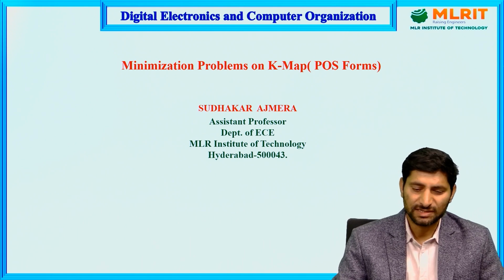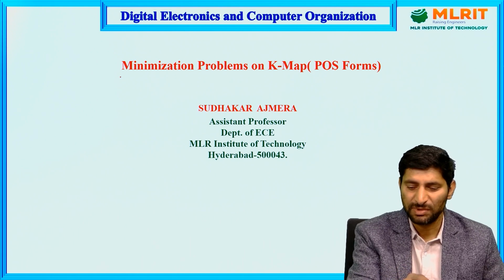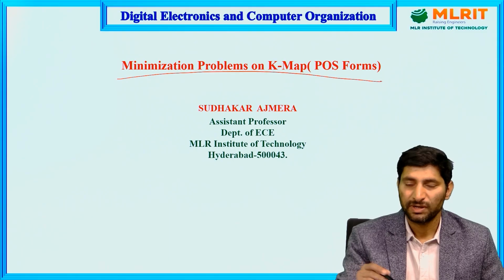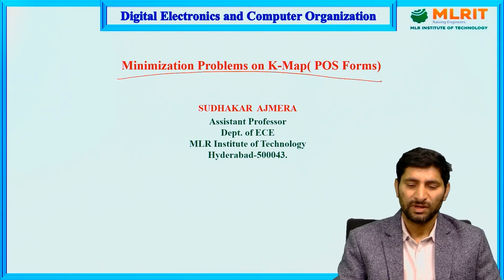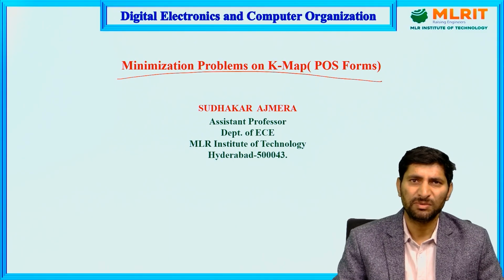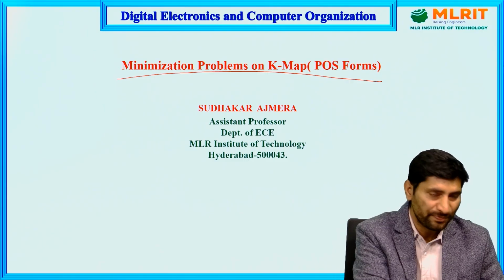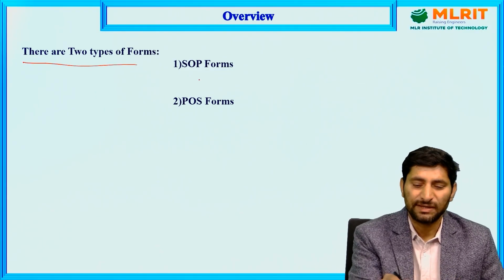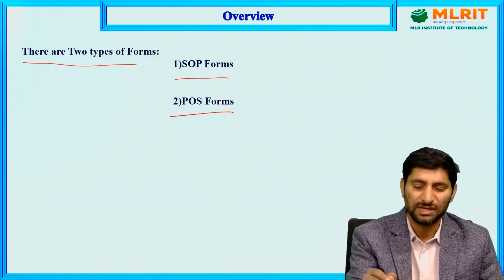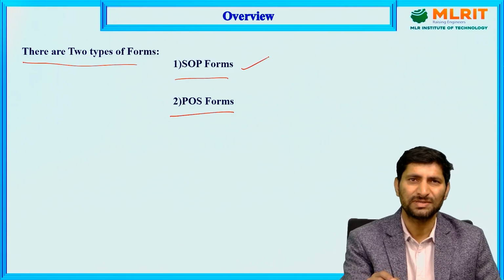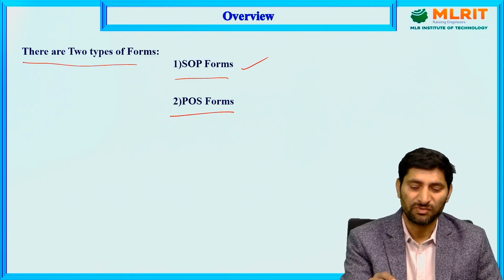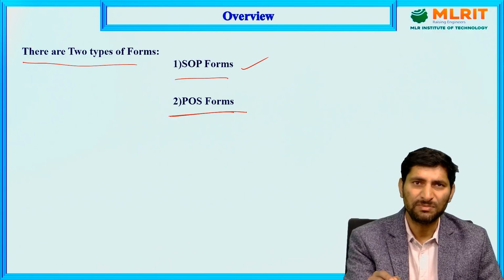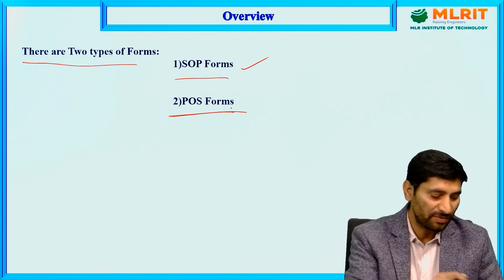Today we will discuss minimization problems on K-map for POS forms. Last time we discussed minimization problems on K-map for SOP form. As we know, there are two types of forms, SOP forms and POS forms. Last time we discussed the problems on K-map using SOP form. Today we will see problems on K-map for POS forms.